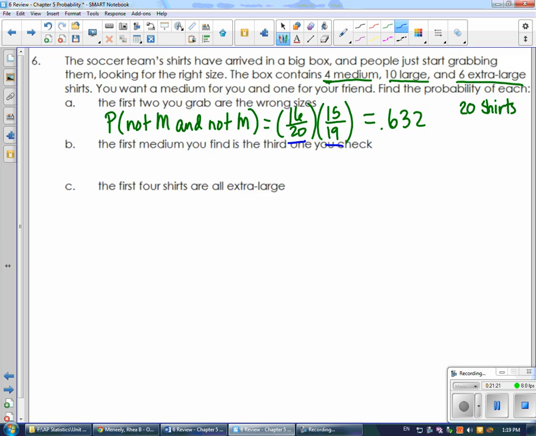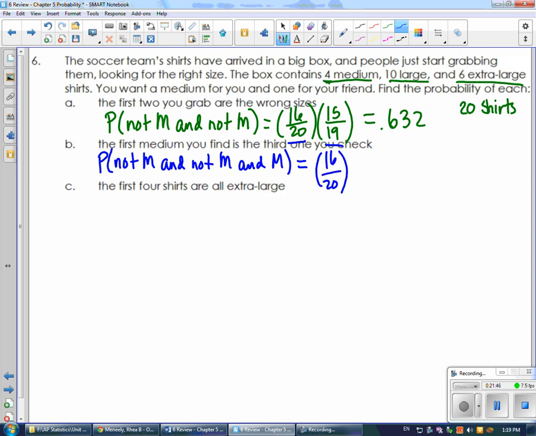Letter B says, what's the probability that the first medium you find is the third one you check? So that means we had the probability of not medium and not medium, and then we got a medium. So I've picked 2 shirts that were not mediums, and then I got a medium. So it's going to start off the same way. The first shirt wasn't a medium. There's 16 out of 20.